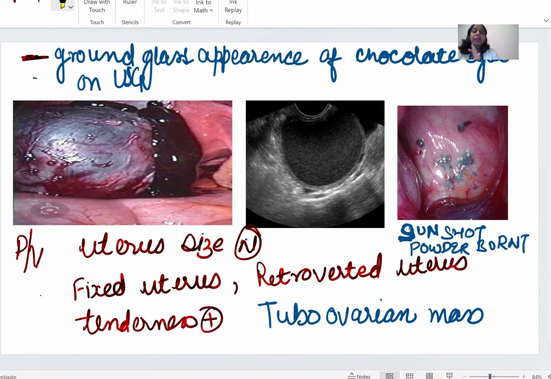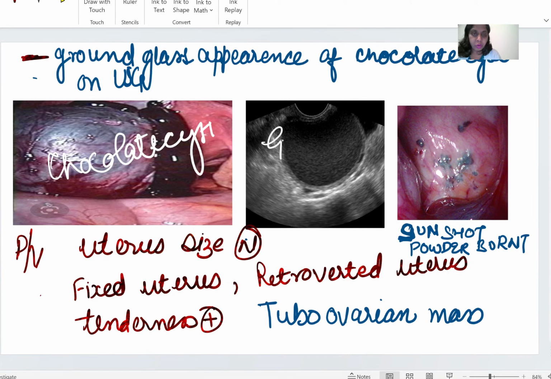Okay, there is ground glass. What is the appearance of this? It is the chocolate cyst. See, it has ruptured and chocolate colored fluid is coming. This is the ultrasound of chocolate cyst. Here there is a ground glass appearance, or you can say a hazy appearance.